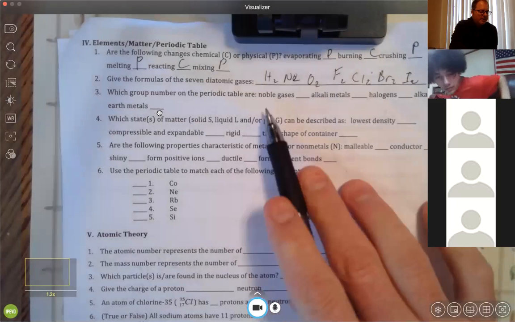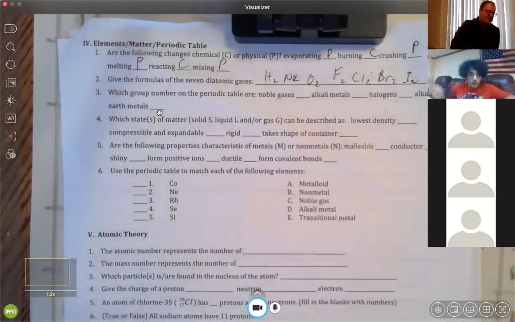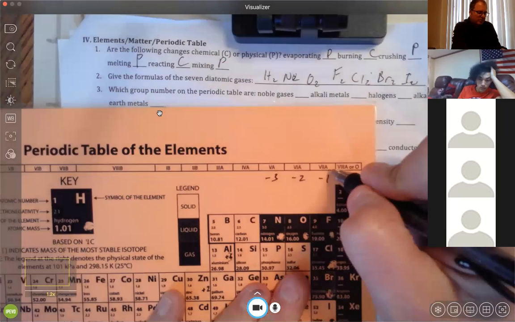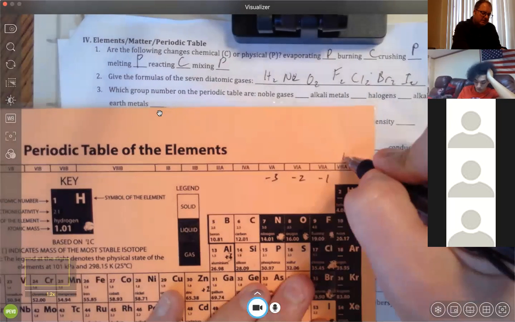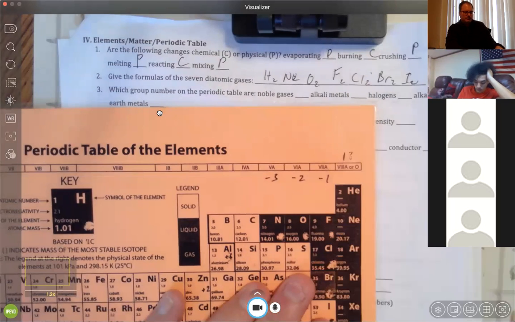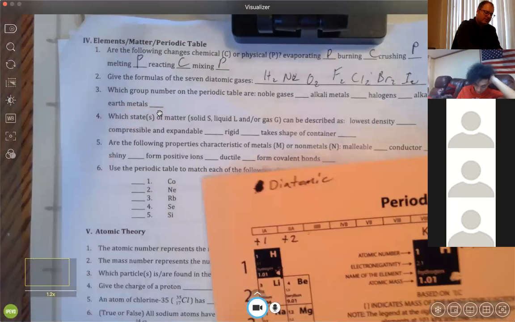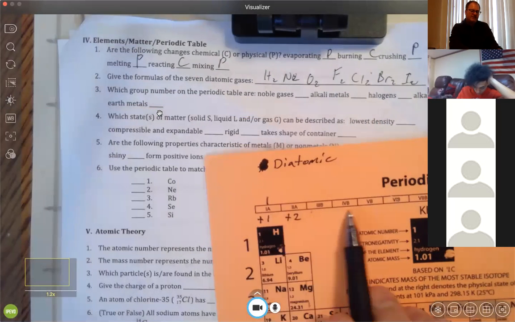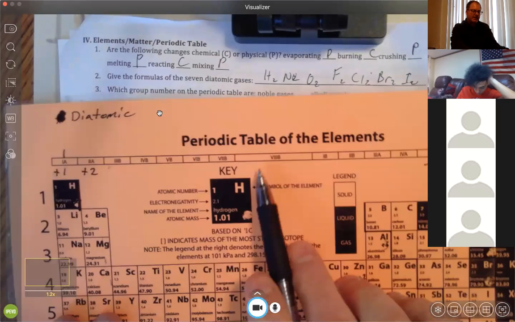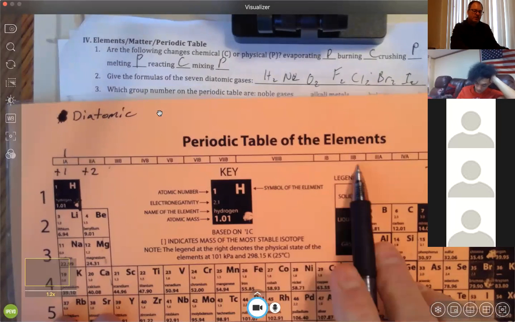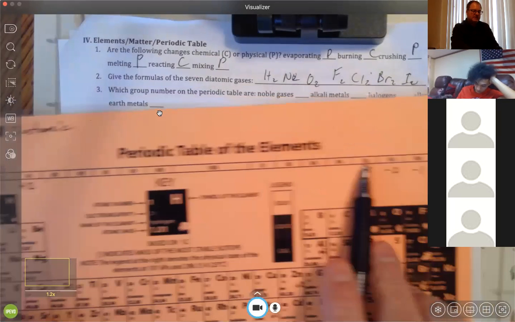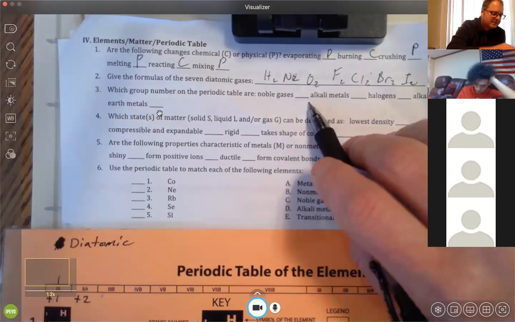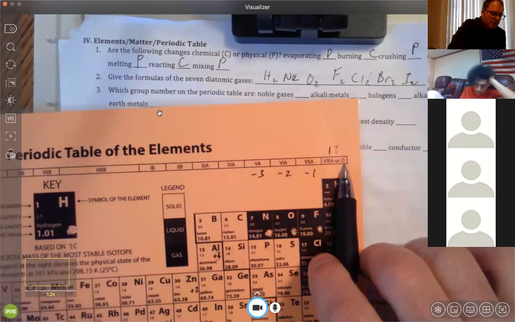Which group number on the periodic table are these guys? Well, that's a little bit tricky. A lot of times we will do group numbers as the group A numbers or the group B numbers. But this is also the 18th group. And this is also the first group. So 1, 2, 3, 4, 5, 6, 7. This is 3. 8, 9, 10, 11, 12, 13, 14, 15, 16, 17, 18. So you could use either one of those. The noble gases are either group 18 or they're group 8A.